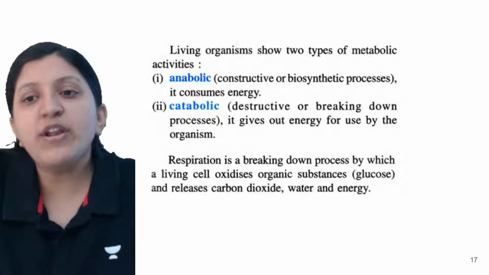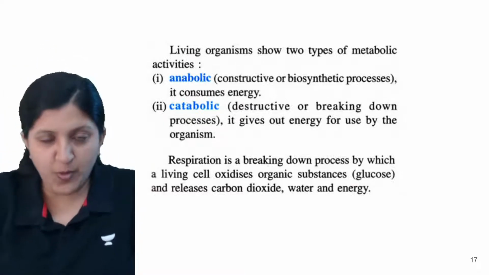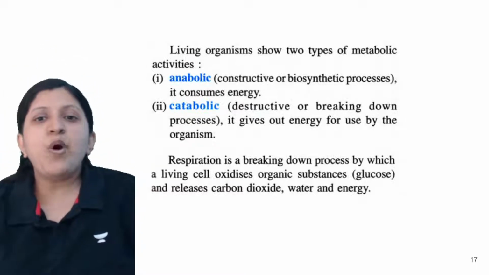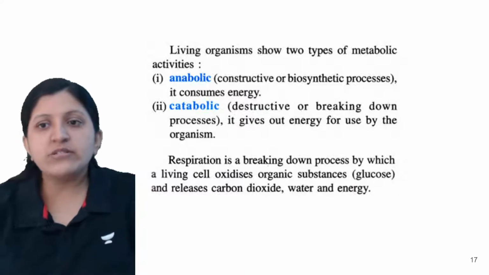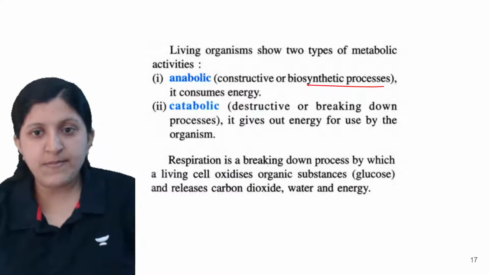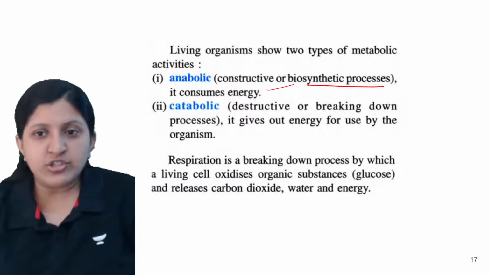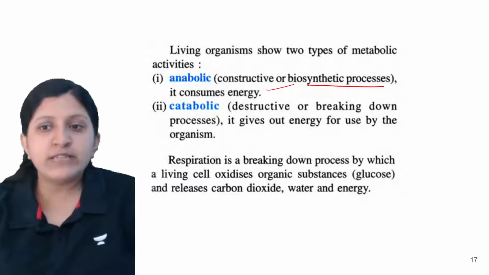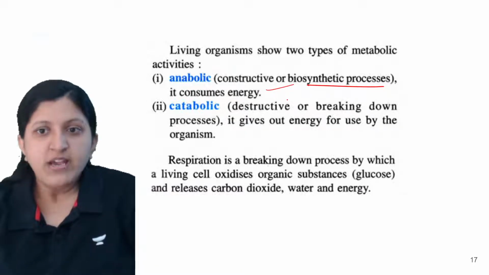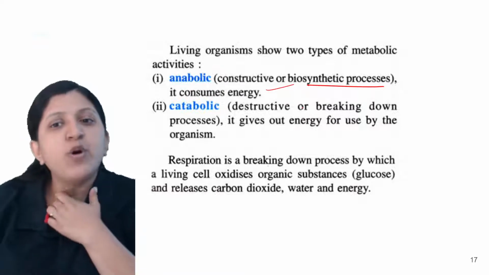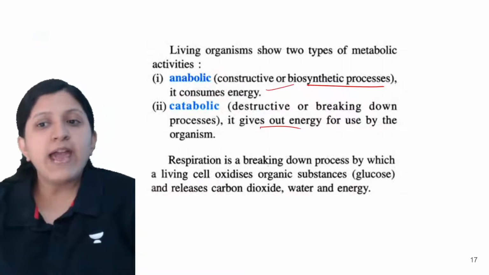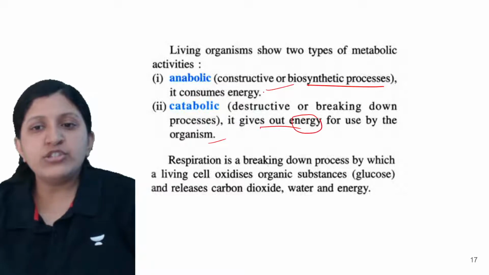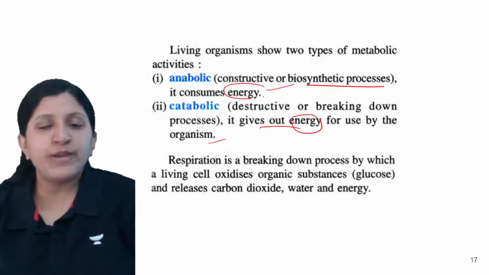Now, living organisms show two types of metabolic activity, anabolic and catabolic. Anabolic is the constructive or biosynthetic process, as it consumes energy. Catabolic is the destructive or breaking down process. It gives out energy for use by the organism. So destruction is giving out energy, and construction is basically consuming energy.